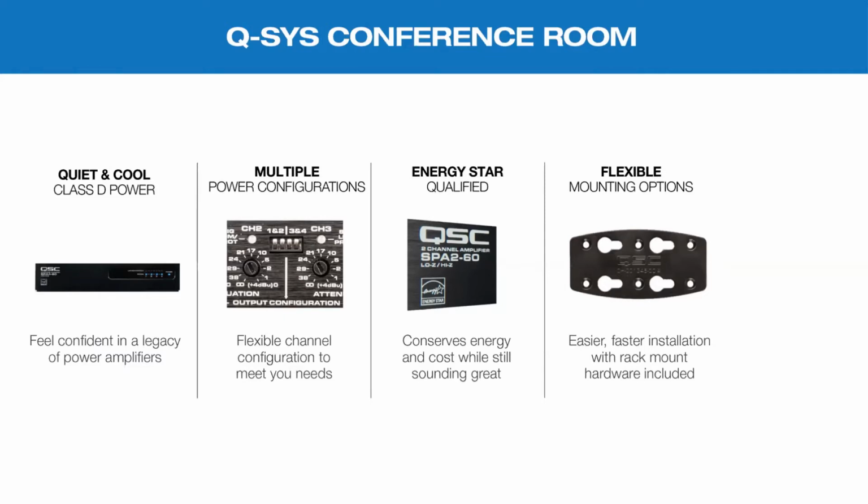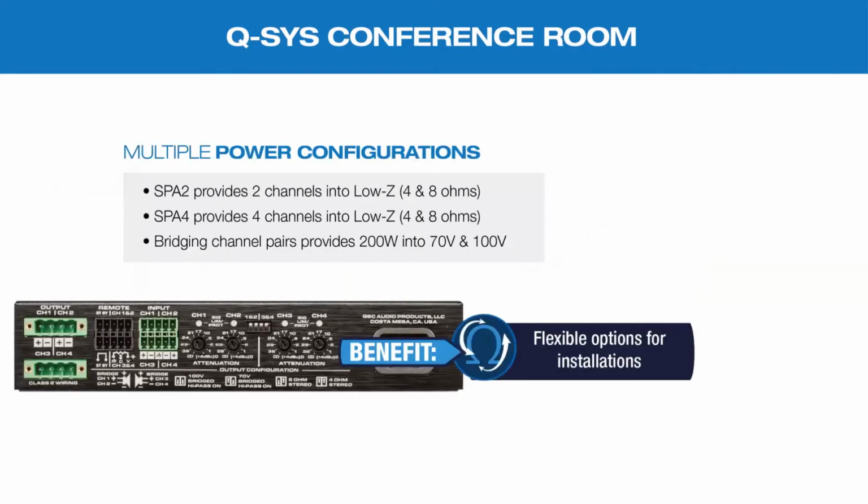So if we quickly look at the SPA series, any 2 channels, if you bridge them out, you go to a low impedance 100-volt system. And so you've got the SPA2, which will be 2 60 watt channels, SPA2 200, which will give you 200 watts per channel into a 4.8 ohm load. And as I said, if you bridge them, you get a 100-volt output, so you can get 200 watts into a 100 volt line.